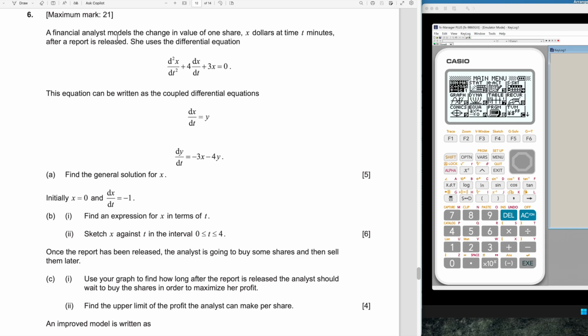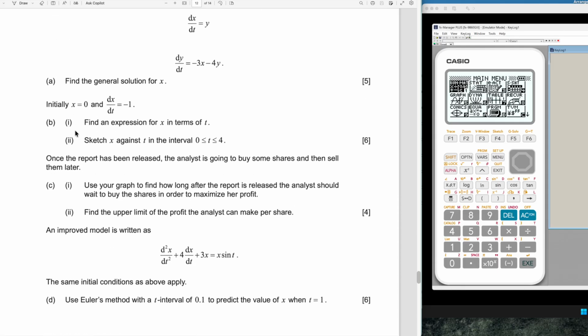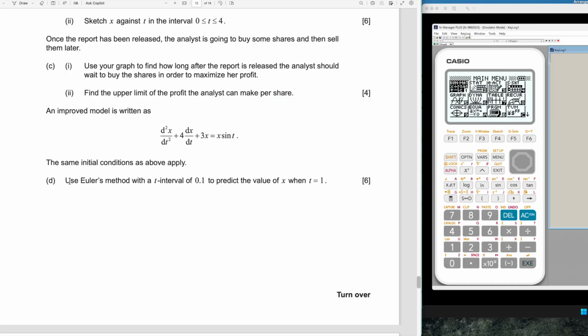A financial analyst models the change in value of one share at x dollars at time t minutes. After a report is released, she uses a differential equation, d squared x over dt squared plus 4 dx over dt plus 3x equals 0. This is actually the second derivative. The equation can be written as the coupled differential equations dx over dt equals y and dy over dt equals -3x minus 4y. Actually, I helped my student to solve the above questions from A to C. So in this video, I'm only focused on the last question, D.